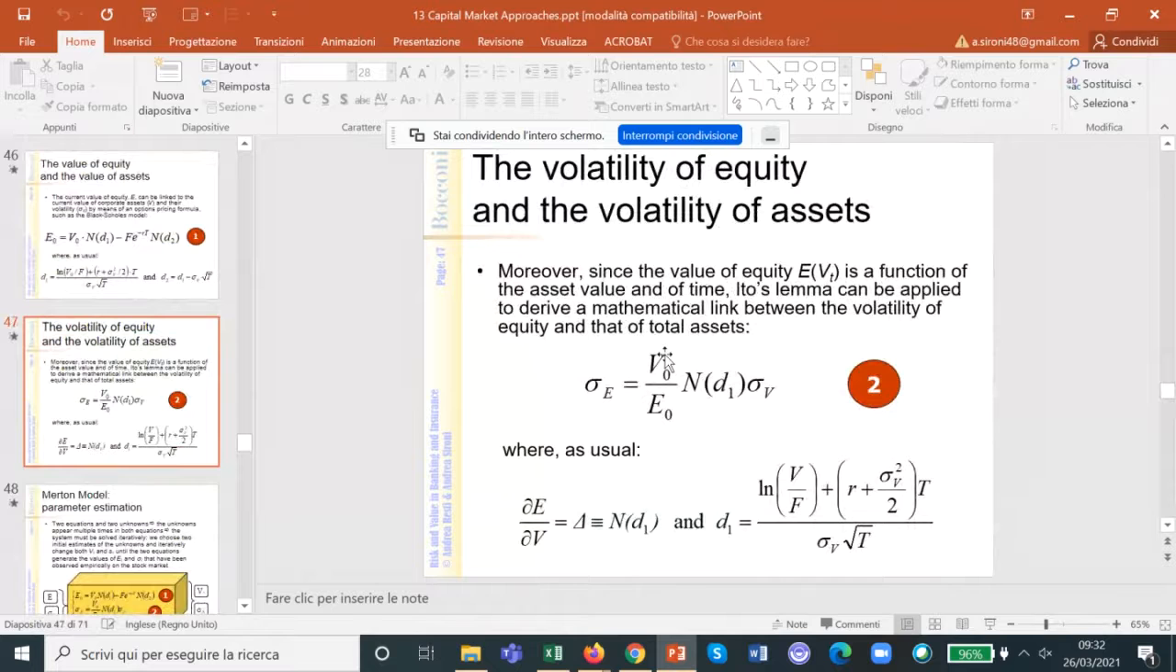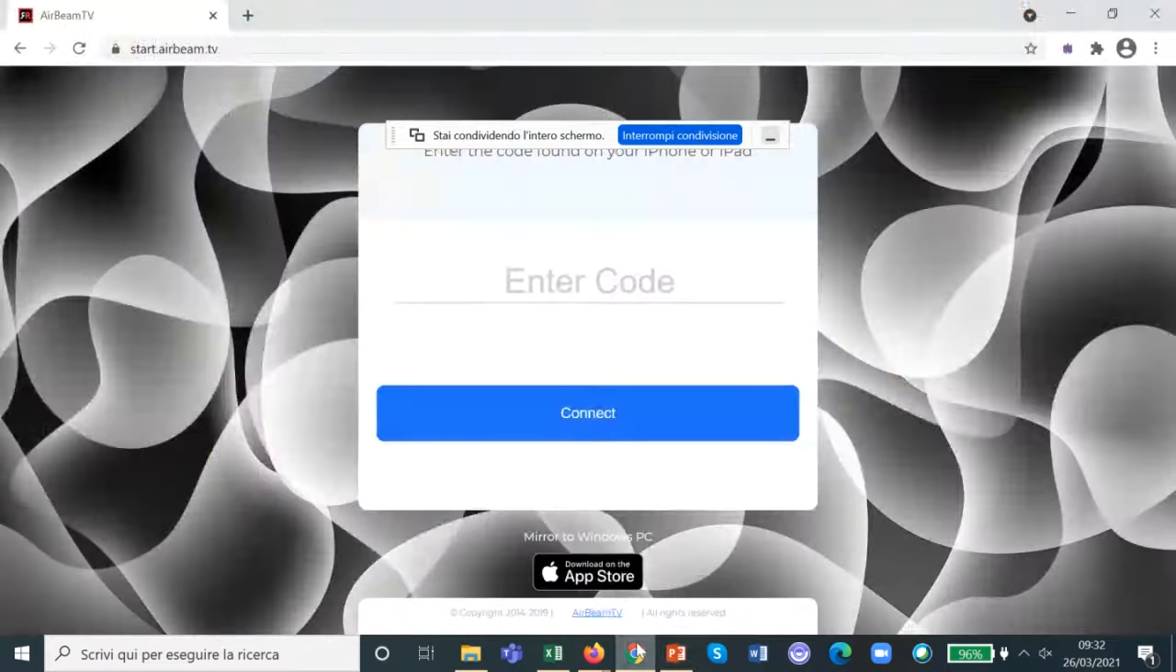The second equation we can use is the one you see here. As you can see, we are basically relating the equity volatility, sigma E, to the asset volatility of the company, the volatility of the company's assets, which is sigma V. Now, you can see intuitively, let me show it to you with a chart.